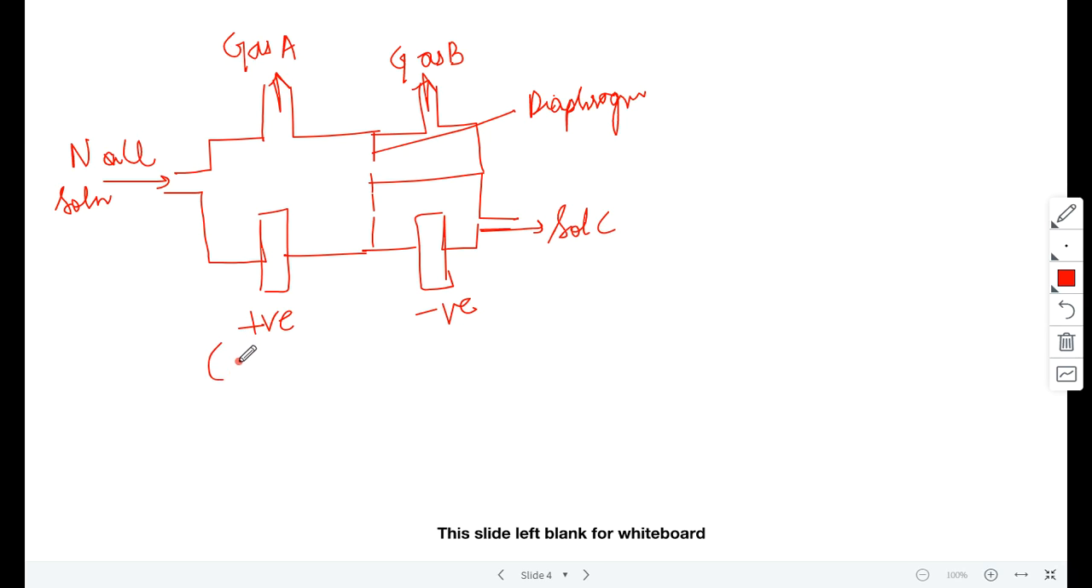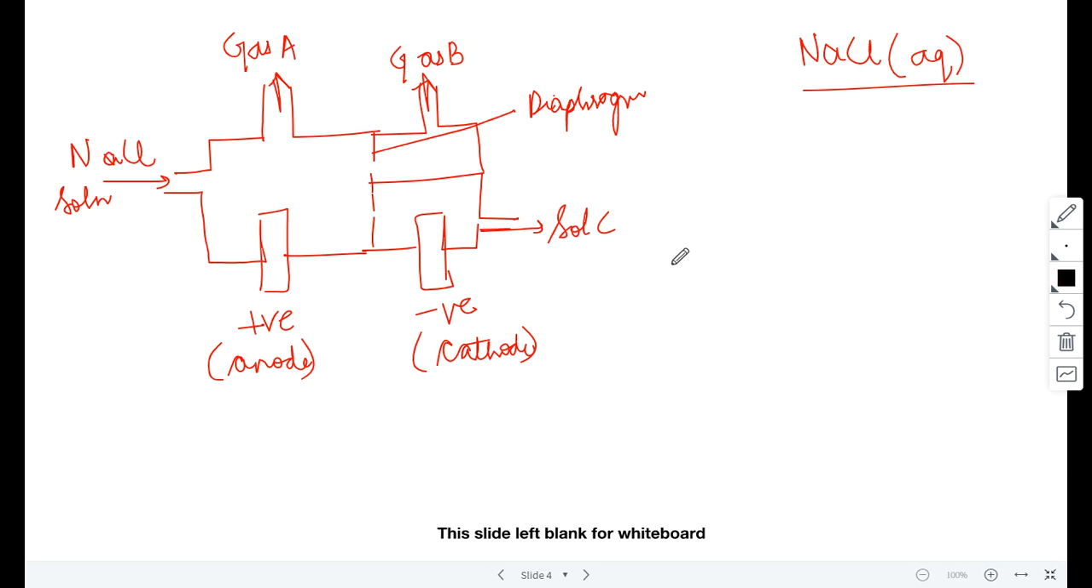Positive means cathode or anode? Anode. Excellent. Just to avoid confusion, that is why I am writing this for you. This is cathode. So now I'll repeat the question. This diagram shows the electrolysis of NaCl aqueous. Now you understood? Yes. So now you have to explain what is meant by electrolysis.